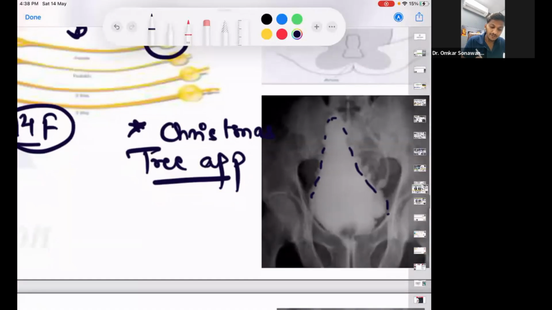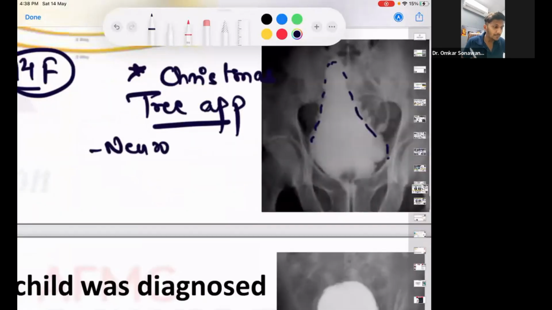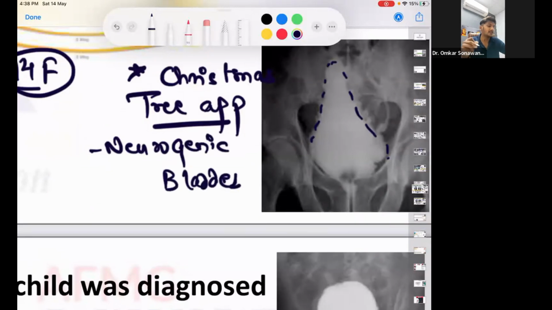It is seen in cases of neurogenic bladder. So this image has come earlier also. Don't make a mistake, guys. This image had come earlier. So Christmas tree appearance of bladder is seen in cases of neurogenic bladder. It is usually seen in cases of neurogenic bladder.